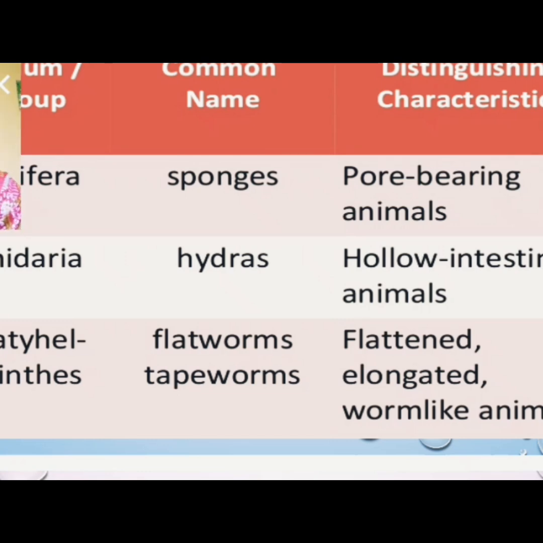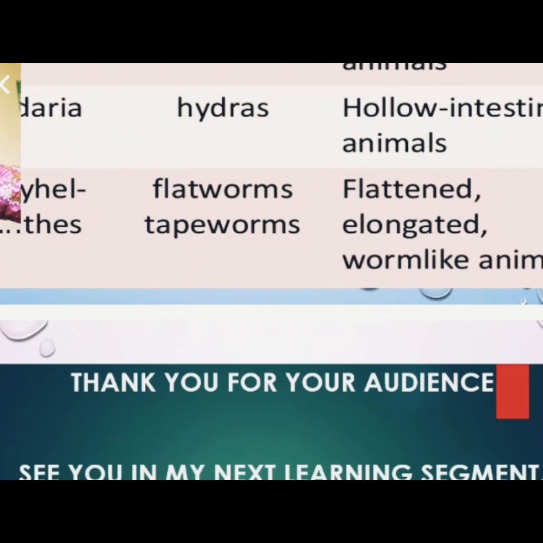Then we have the phylum Platyhelminthes. These are the flatworms. They have worms that are flat. Example of them are tapeworms. They are flattened, they are elongated, meaning they have a long body. Then they are worm-like because they tend to crawl on the ground, or those ones in water will tend to crawl to the shore and look for food.